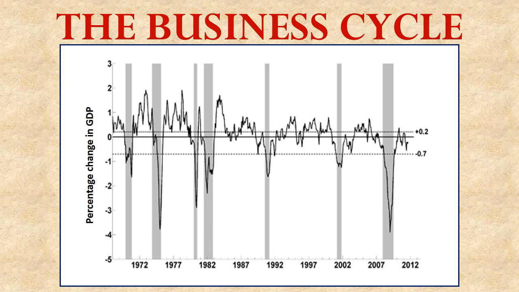Another way to look at the business cycle can be seen in this chart. Now, you notice over on the left-hand axis that there are numbers. There's positive numbers up above, and then a 0, and then negative numbers down below. This is representing the percentage of change in the gross domestic product. So when we're below that line of 0, that means that gross domestic product is getting smaller. When we're above that line, it means that gross domestic product is getting bigger. Now, what you'll notice is that the economy spends most of its time above that line.